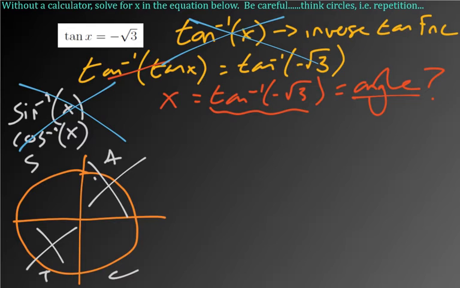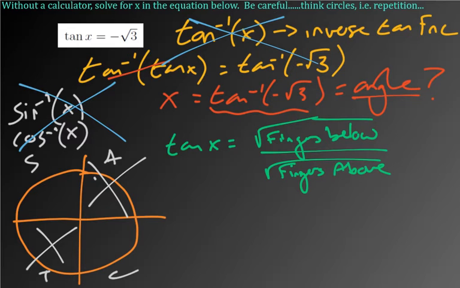And to do this, basically what I would do is the finger trick from the last video. So tangent of x is defined this way: square root of fingers below over square root of fingers above. And that really just comes because tangent is sine of x over cosine of x, something that hopefully you know from geometry as well. And so I would basically just use the finger trick.